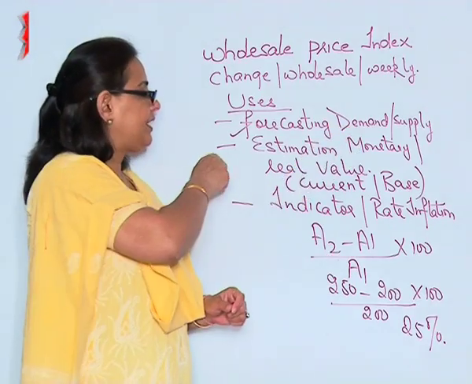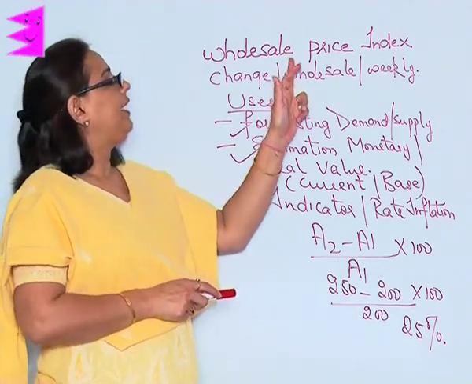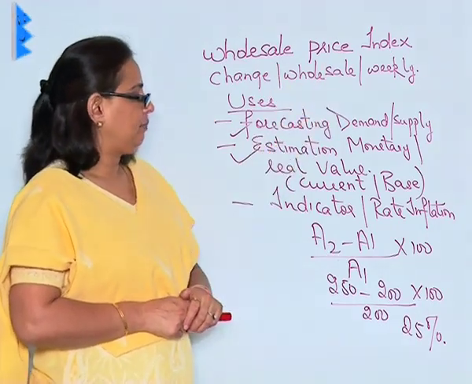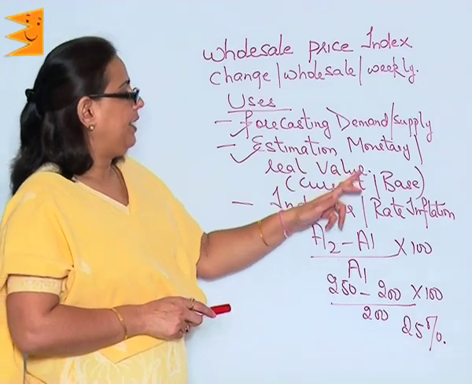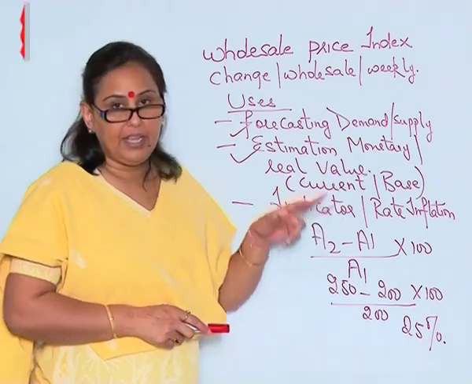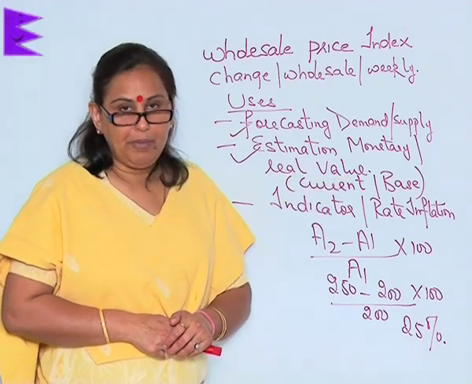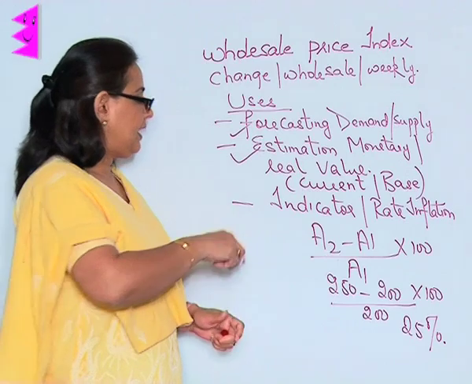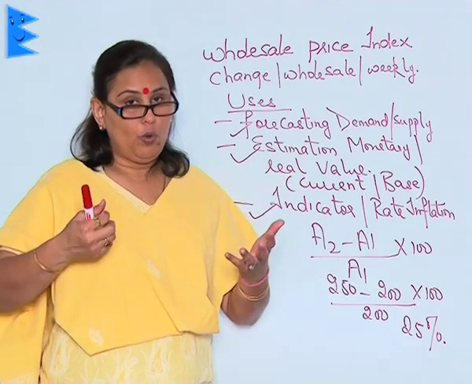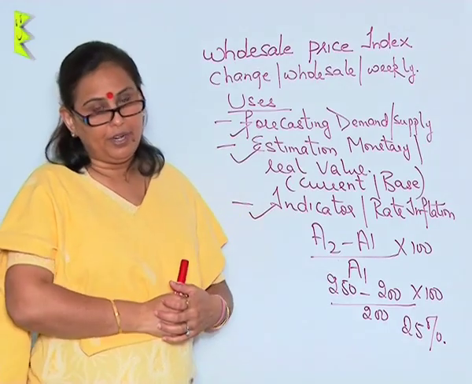Next is the estimation of the monetary value and the real value, which can be calculated by taking into account the wholesale price index. And when we have to calculate the monetary value, it shall be calculated on the basis of the current year, whereas the real value will be calculated on the base year. Next, it is an indicator of the rate of inflation. We immediately come to know as to how much the prices of the commodities have increased.